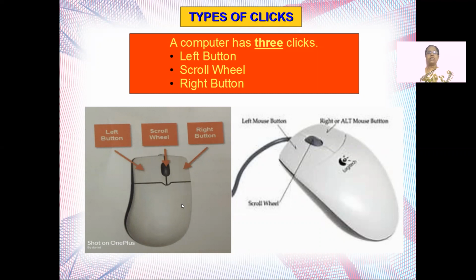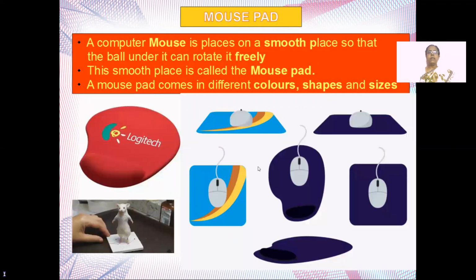They are also called clicks. Only when you click it, it's called a click. Otherwise, these are the three buttons. Now we put the mouse on a mouse pad. This is your mouse pad. You need to put the mouse on the mouse pad.